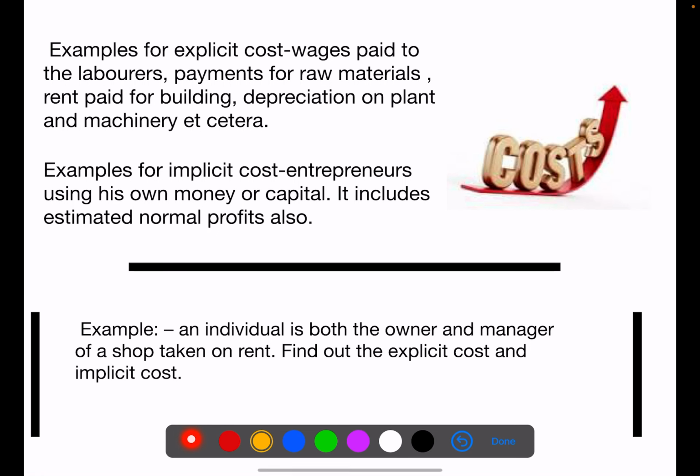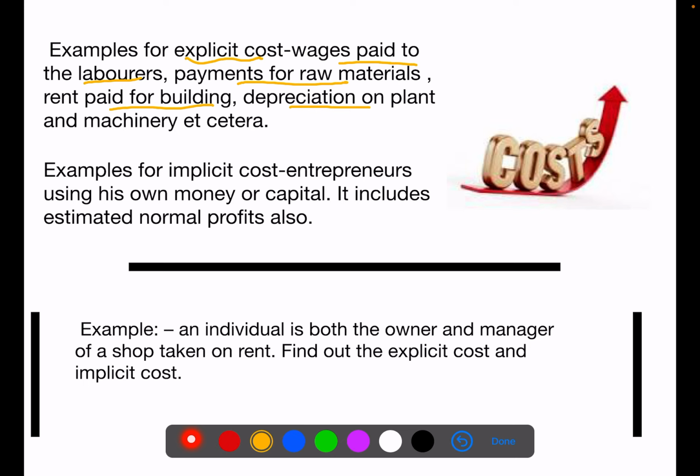Alright, now next we have the examples for the explicit and implicit cost. The examples for explicit: wages paid to the laborers, payment for the raw materials, rent paid for the building, depreciation on plant and machinery, etc. All these examples come under the explicit cost. Now examples for implicit cost: interest on capital, rent of own building, etc. It includes the estimated normal profits also, because normal profit also belongs to the business owner.